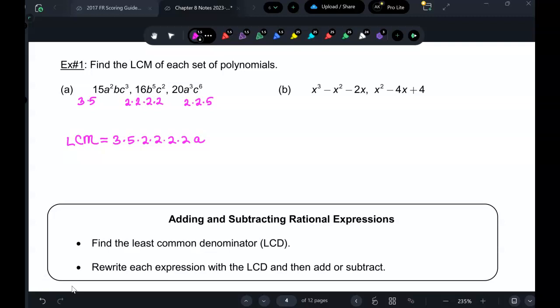I have an A squared and an A cubed. I'm going to pick the bigger one, so I'm going to have A cubed, because A squared goes into this. When it gets to the variables, it's actually easier. You just take the largest exponent. So the next one is going to be B to the 5, which is the largest one, and C to the 6th.